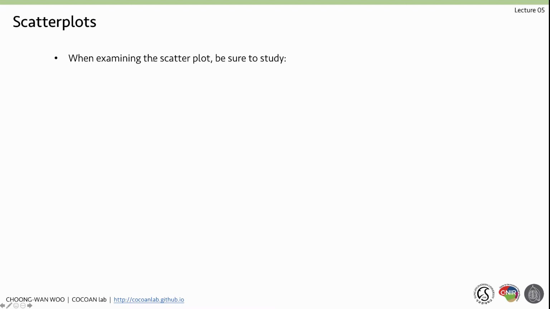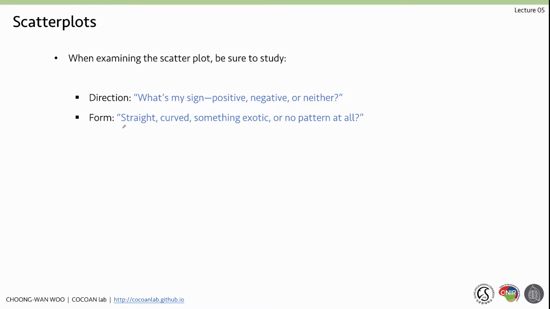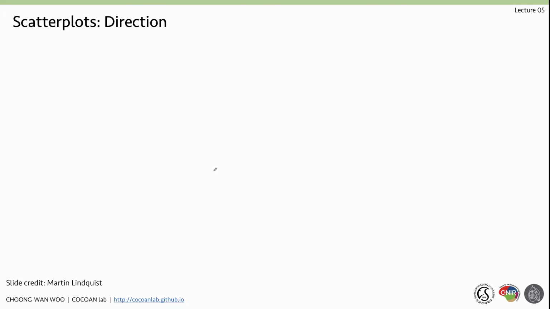So when examining the scatter plot, be sure to study the direction. What's my sign? Positive, negative, or neither? And also you need to look at the form. Is it straight, curved, or something exotic, or no pattern at all? And strength. How much is the scatter? How much is the spread? And outliers. Are there outliers or subgroups? You need to examine all these things by looking at the data. Let's go over each one.